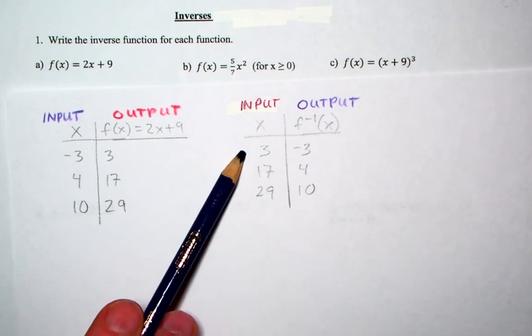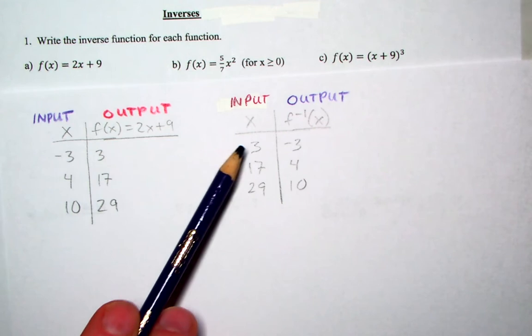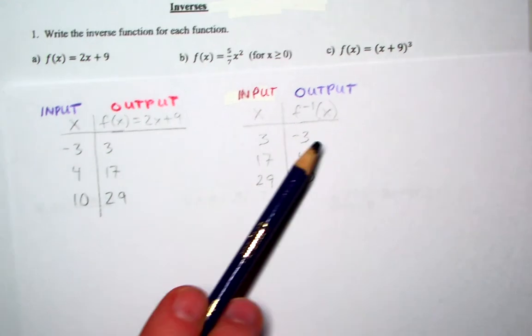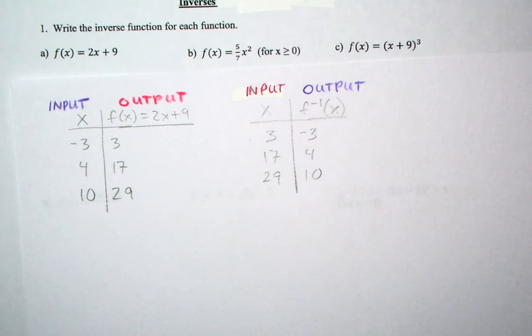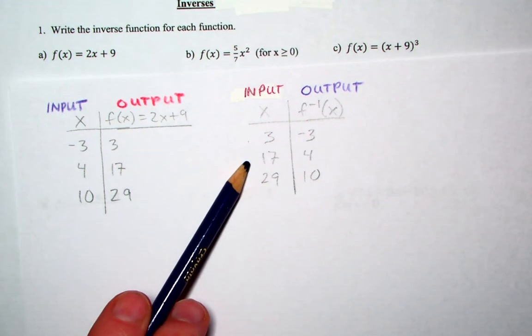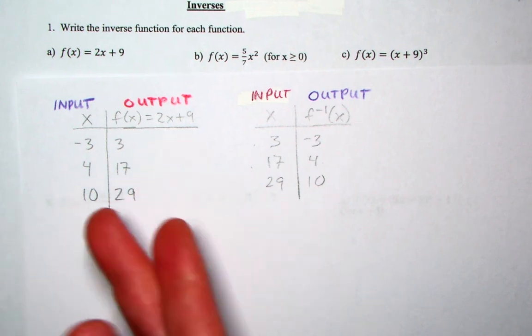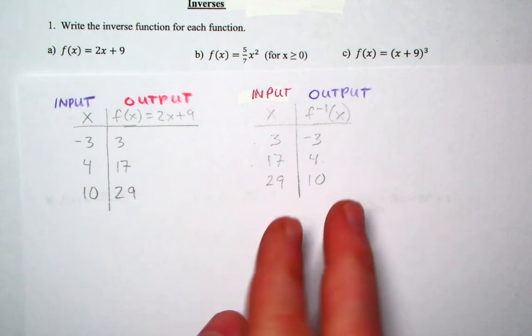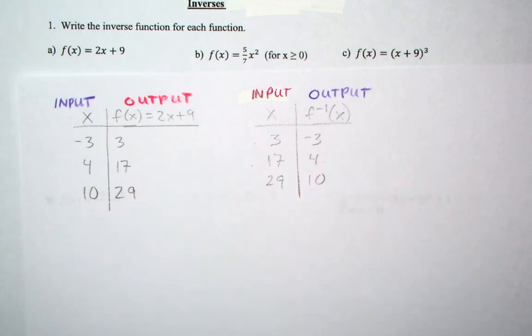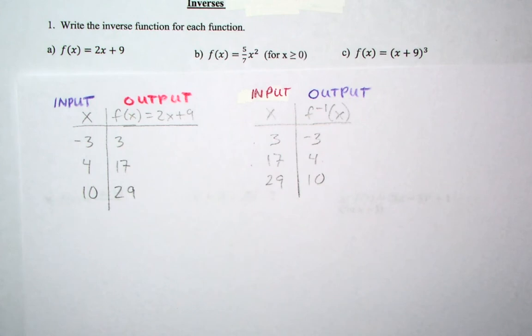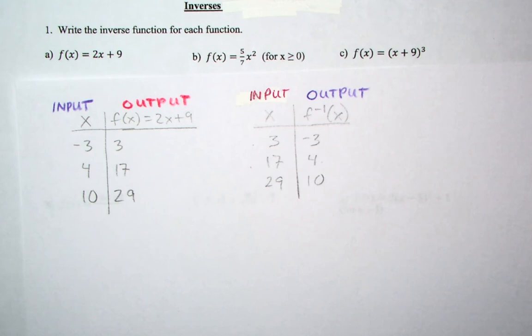So negative 3, which was an output previously, when we substitute that into our inverse, out pops a negative 3 output. The input is 17, we get 4, and then the input is 29, and the output is 10. So you notice here that the x and y values switch. Okay, and so that's basically the definition of an inverse of a function: it undoes what f of x does.